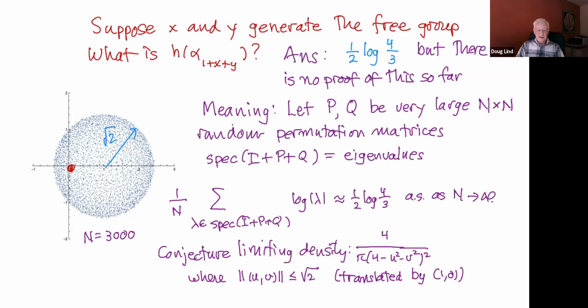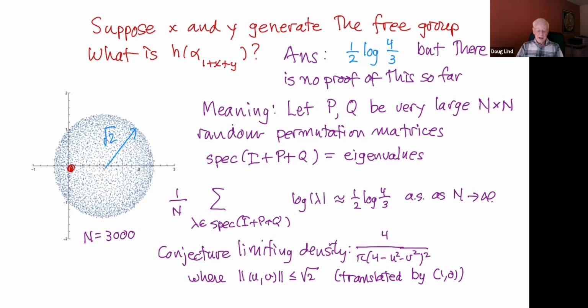But the beauty of free probability theory and random matrix theory is that, in fact, you can say a lot about these eigenvalues. Here's an example I did in Mathematica, 3,000 by 3,000 permutation matrices. That's what the eigenvalues look like. And the computational content of this is that if you average the logarithm of those eigenvalues, you should get something very close to a half log of 4/3.